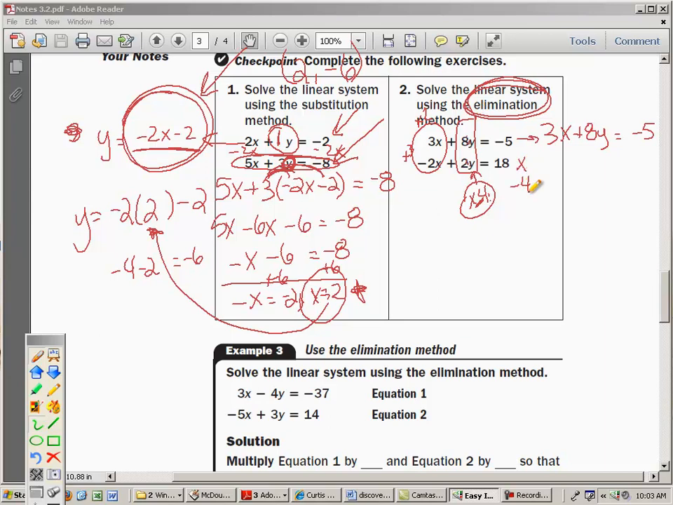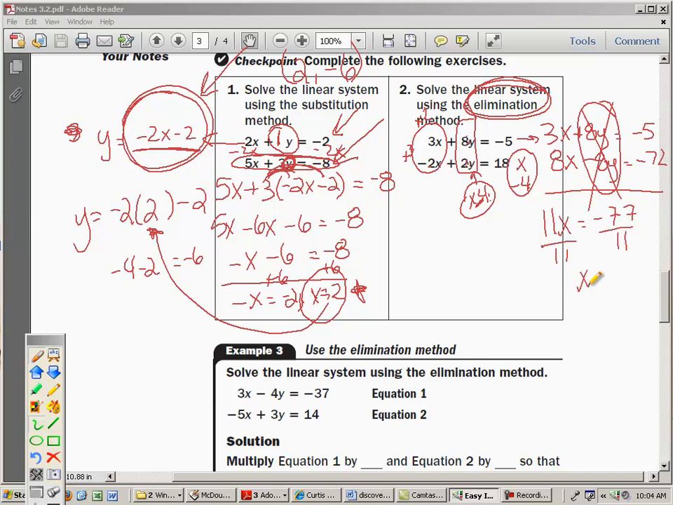Multiply this second equation, the whole thing, by negative 4. Negative 2 times negative 4 becomes positive 8x. 2y times negative 4 becomes negative 8y. And 18 times negative 4 becomes negative 72. From there, take a look, see what happens. The y's will eliminate, and you get 11x is equal to negative 77. Divide both sides by 11, and you get x equals negative 7.